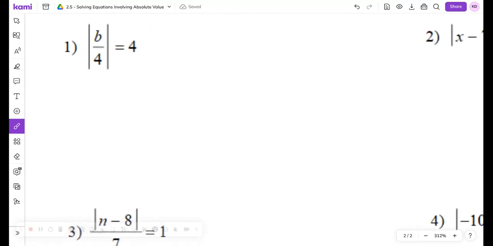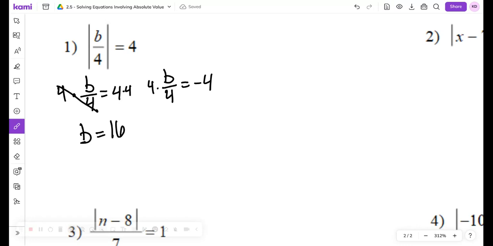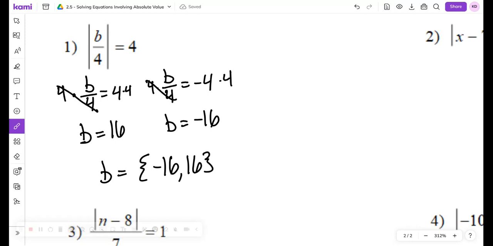All right, my first one, my absolute value bars are already by themselves. B over 4 is equal to 4. B over 4 is equal to negative 4. Both sides, I'm going to multiply by 4 because b over 4 is a division problem. So b equals 16. And then b equals negative 16. So my solution, b equals a set of numbers, negative 16, positive 16.